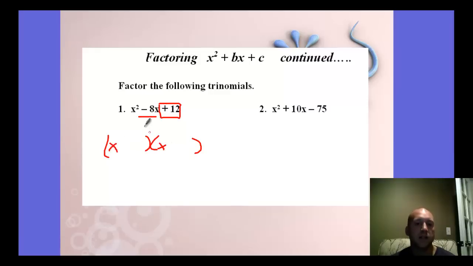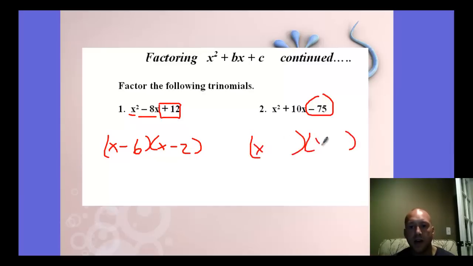X times x gives me the x squared, and it's got to be a minus and a minus. They want to multiply to be 12, but add to be -8, so -6 and -2. For here, it's the first time we've seen a negative. The only way to get a negative here is when we make our binomials. We still have the x and the x to get x squared, but they have to be opposite. The only way to get -75 is if we multiply in two terms that are opposite values. So two numbers that multiply to be -75, but add to be 10.